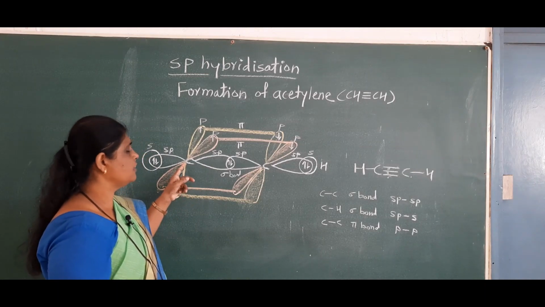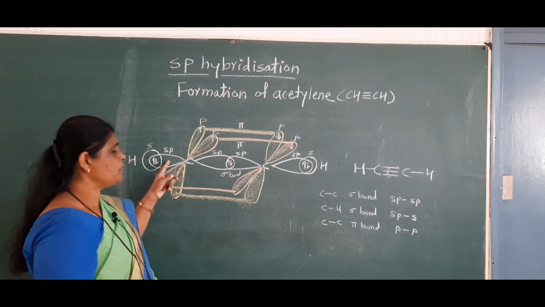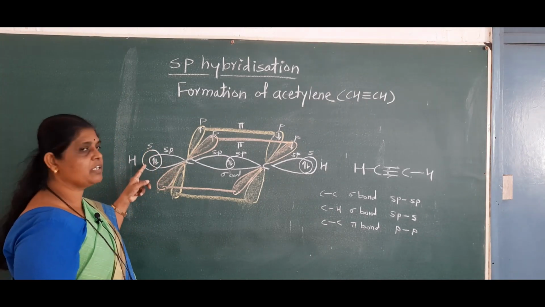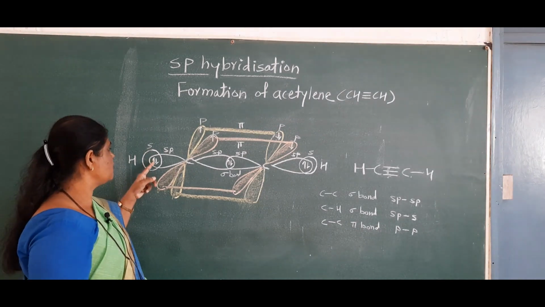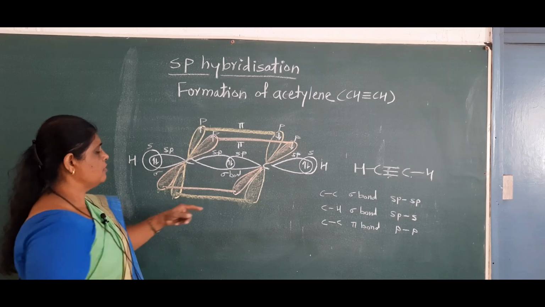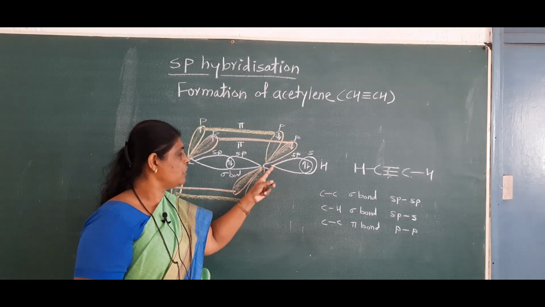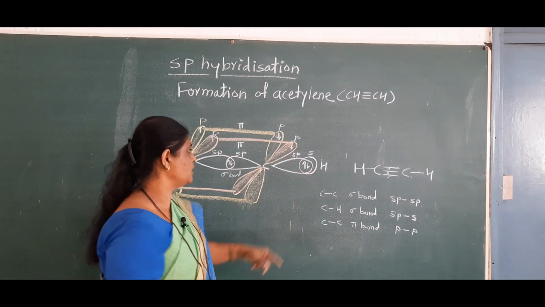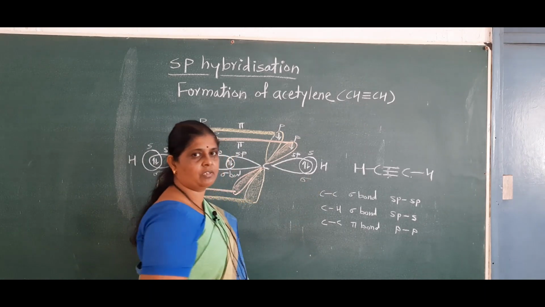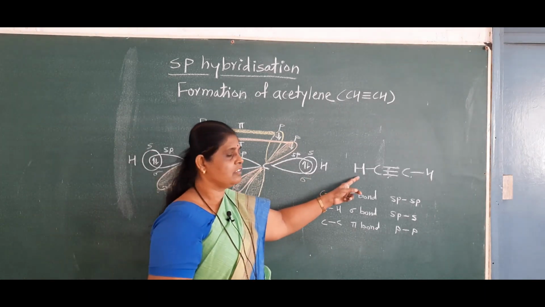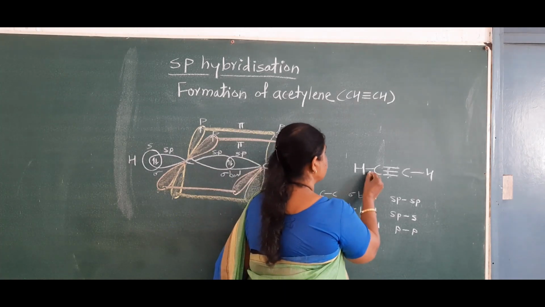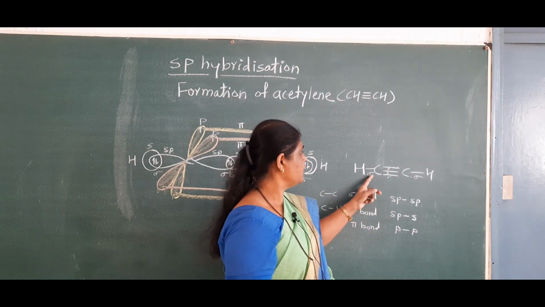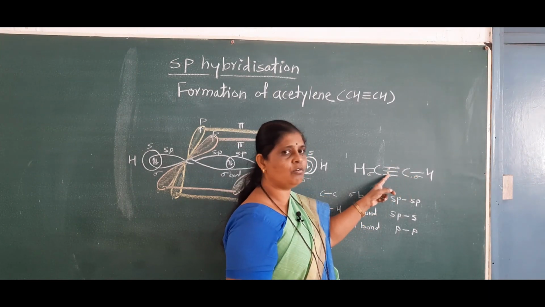Then in acetylene there are 2 CH bonds. The sp hybrid orbital of carbon axially overlaps with s atomic orbital of hydrogen, and this is also sigma bond. Similarly, sp hybrid orbital of this carbon axially overlaps with s atomic orbital of hydrogen, and this sigma bond is formed. Thus, in acetylene there are 3 sigma bonds and 2 pi bonds.